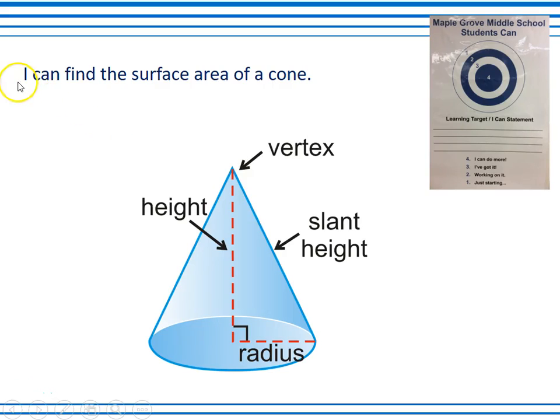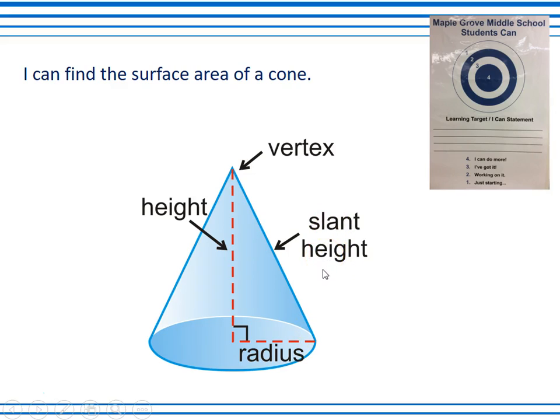Today's learning target is I can find the surface area of a cone. Here you see a picture of a cone. On the bottom of the cone is a circle, and the radius is identified. And of course, this would be the height of the cone. This top point would be the vertex. And from the vertex down to the circumference of the circle of the cone is your slant height.